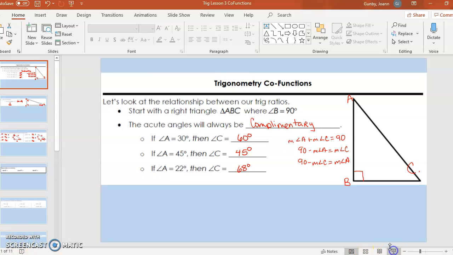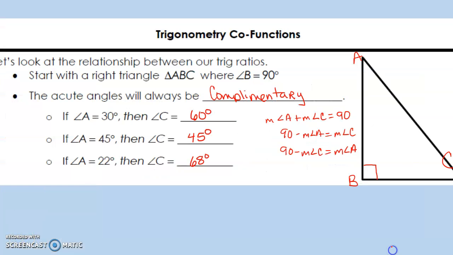Alright guys, welcome to lesson 3 where we're looking at our right triangle trig ratios. Today we're going to be looking at cofunctions and similar figures, the trig ratios of similar figures. So right here, let's take a look at this little warm up. We're starting with right triangle ABC where B is our 90-degree angle.